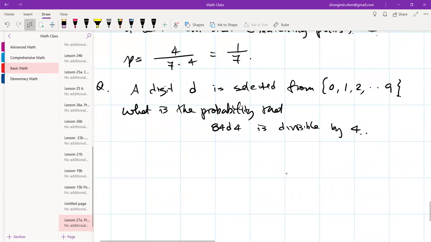You see, you have a four-digit integer, but the tens digit is missing. So you randomly put a digit there. The digit could be 0, 1, 2, or up to 9. What is the probability you get an integer which is divisible by 4? You have to think about how to find a simple condition for divisibility by 4. My hint is, 100 is divisible by 4.